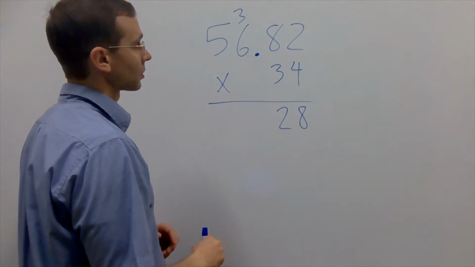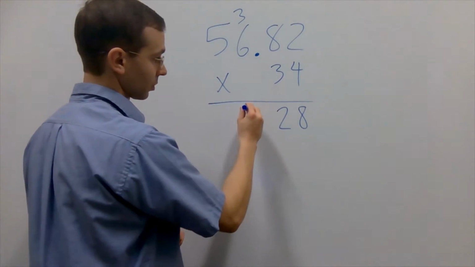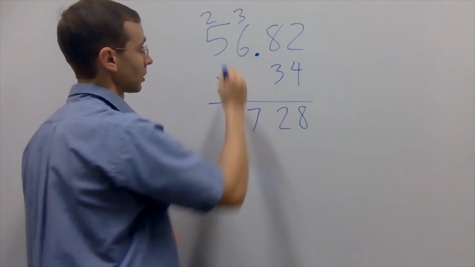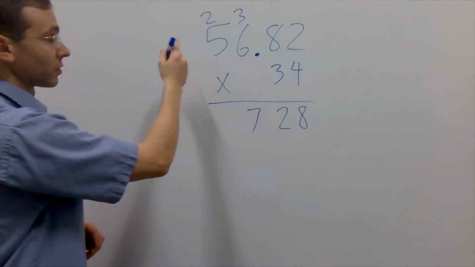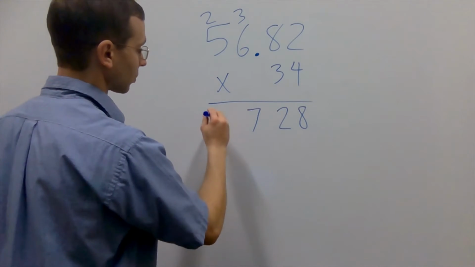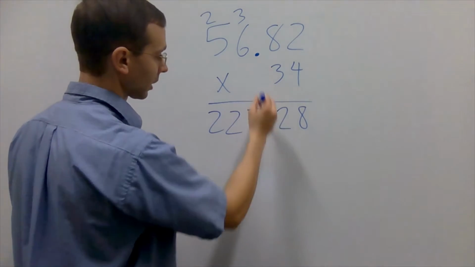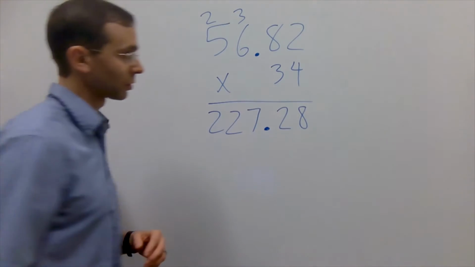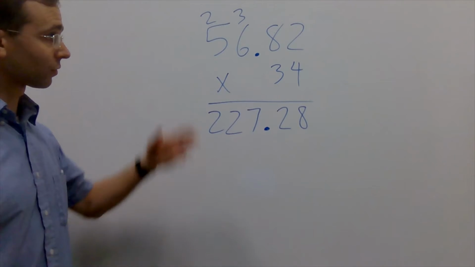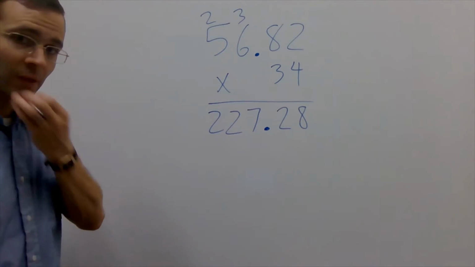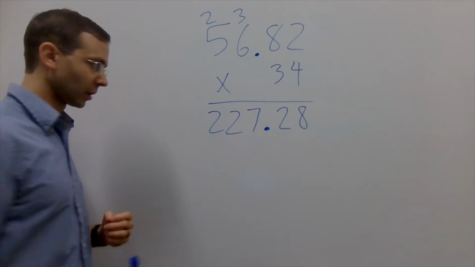4 times 6 is 24, plus 3 more is 27. 4 times 5 is 20, plus 2 is 22. And we have 2 decimal places. So that's 4 times our first number. Now we need to consider the 30 times the first number.